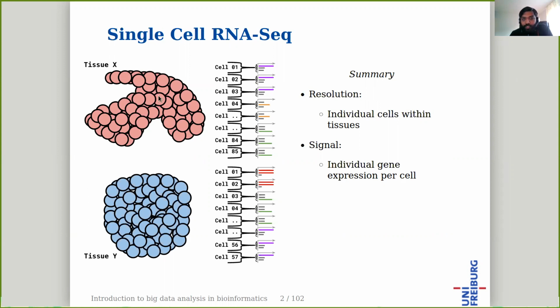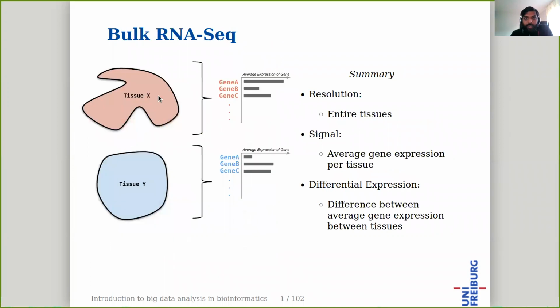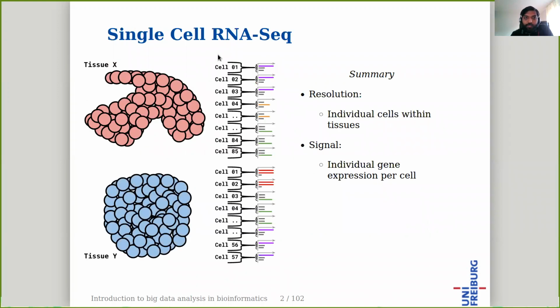And when you compare this to bulk RNA sequencing, it's completely different. So here, what you see is an average expression of gene A for all the cells within this tissue. But here you see an expression profile per cell. And similarly for tissue Y, you see per cell a different expression profile.